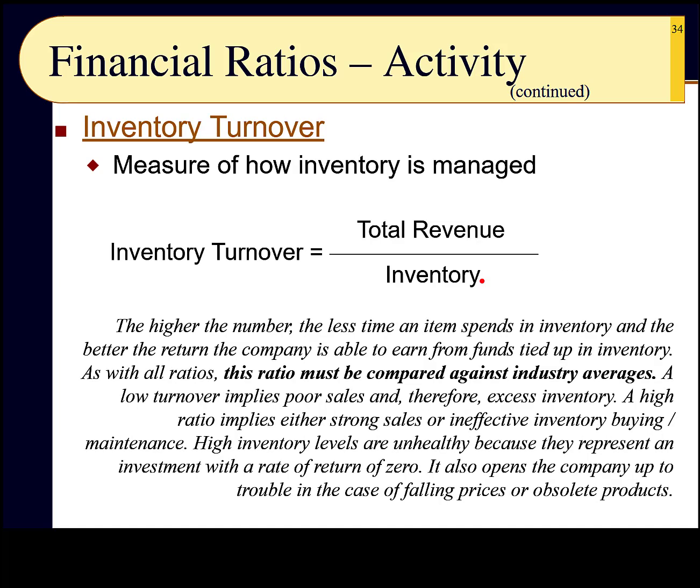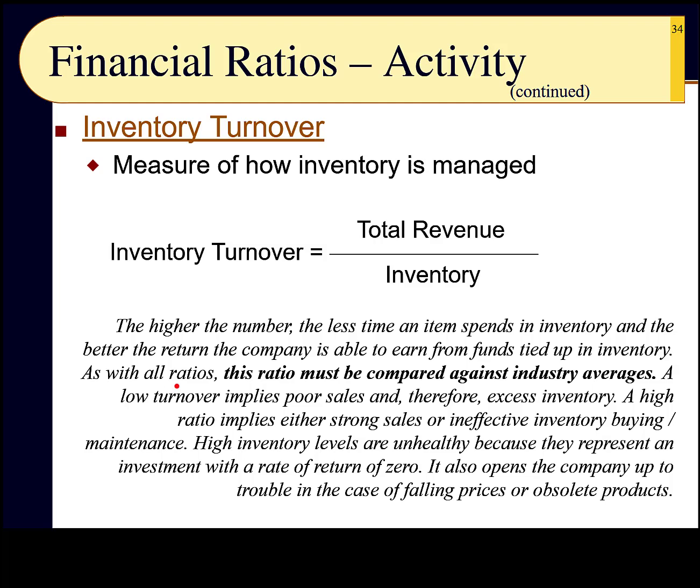And we're going to see that their inventory turns over pretty quickly also. So we take again that top line number and divide it by the inventory. The higher the number, the less time an item spends in inventory, and the better return the company is able to earn from funds tied up in inventory.